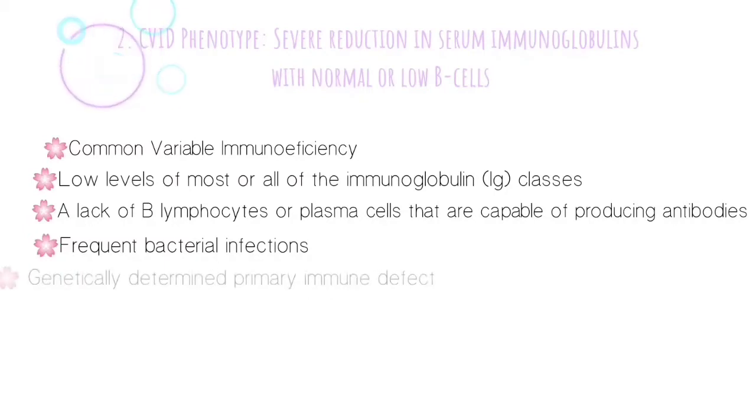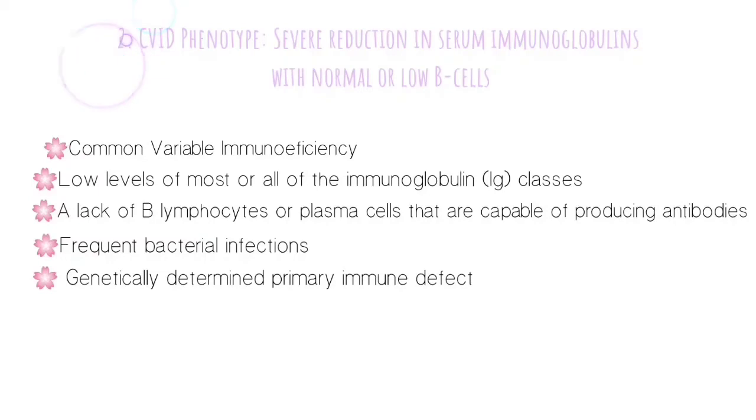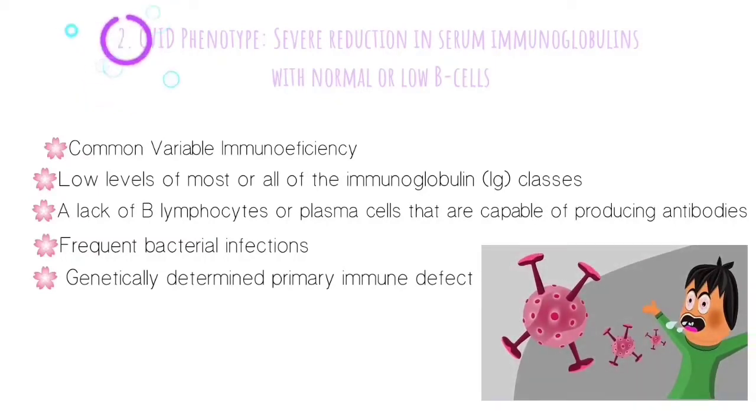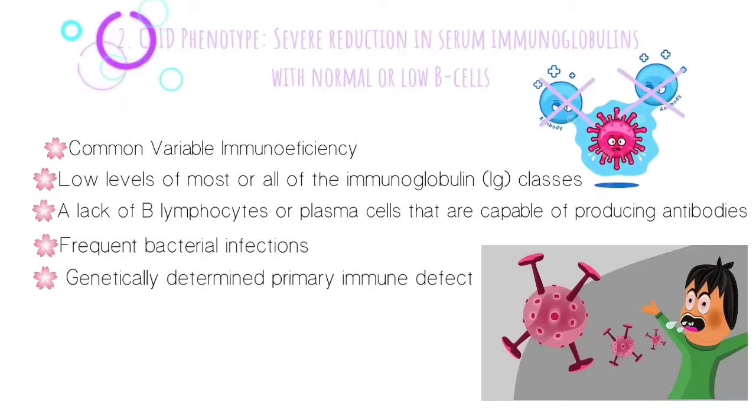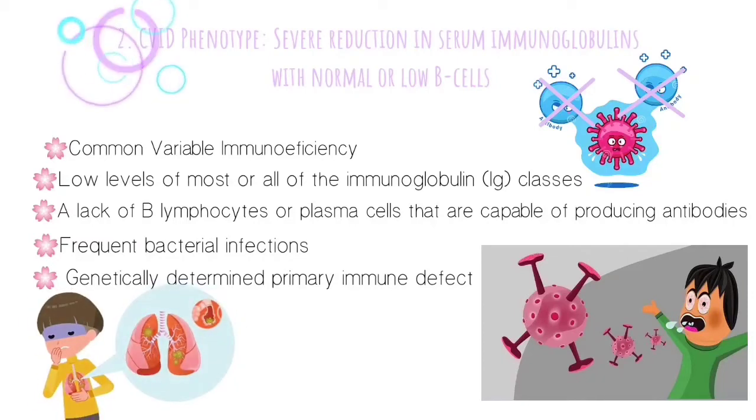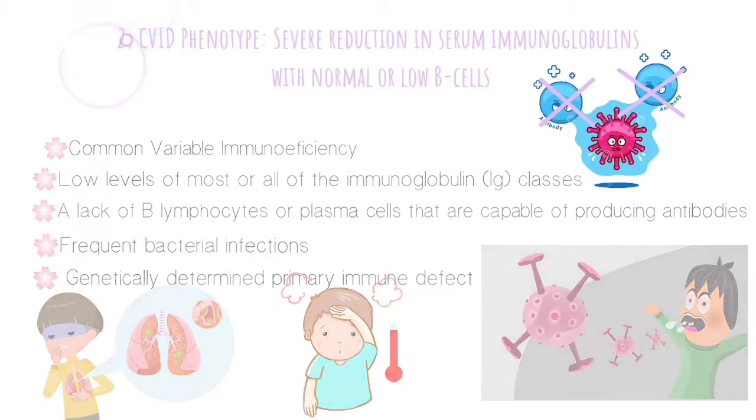CVID is shown to be a genetically determined primary immune defect. The result of these defects is that the patient doesn't produce sufficient antibodies in response to exposure to pathogens. As a result, the patient's immune system fails to protect them against common bacterial and viral infections.